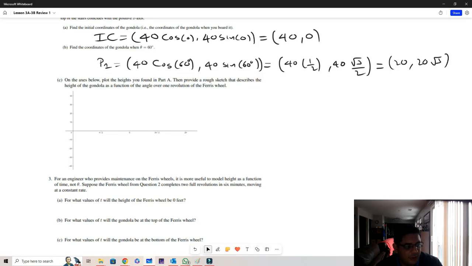Now, for question C, we want to make a plot of the height, so pretty much the y coordinate here, that describes how the movement of the gondola is. So if you recall, what we're doing is going in a circle, in this direction. We're doing this movement. And so, of course, we initially start with a 0 angle, then we get a 90 angle, a pi angle, or 180 over here, and 270, and then 360 or 2 pi.